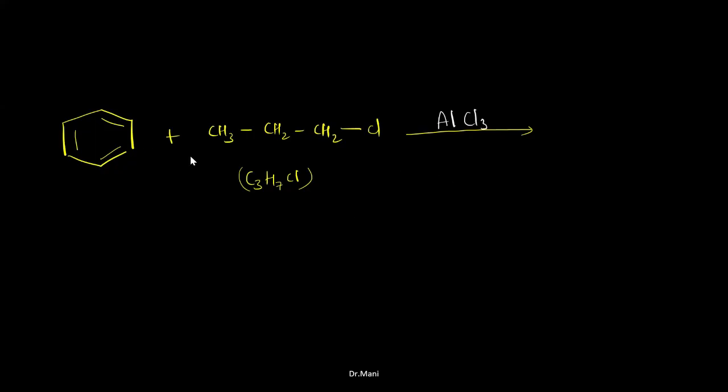So what happens now in the AlCl3? Whatever the bond present here, it will break down and that will attach here. So this reaction will happen like this. Whatever the carbon that is present here, that carbon will attach to this carbon. But it will not join at the end. Instead, it will be sitting at the secondary carbon. That means this secondary carbon will go and bind here.